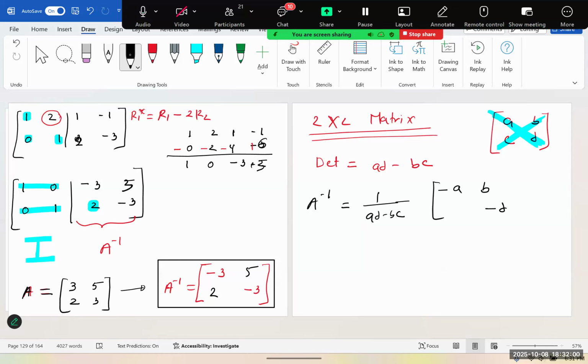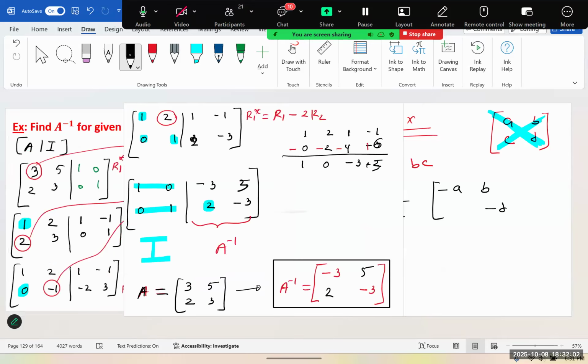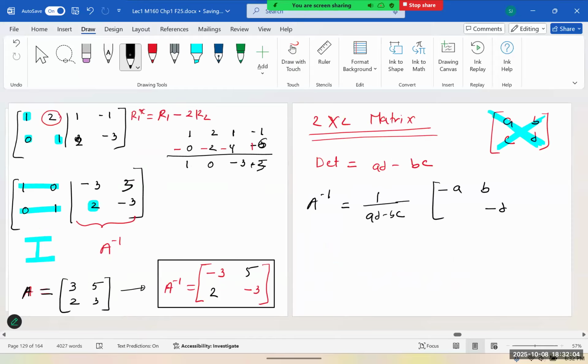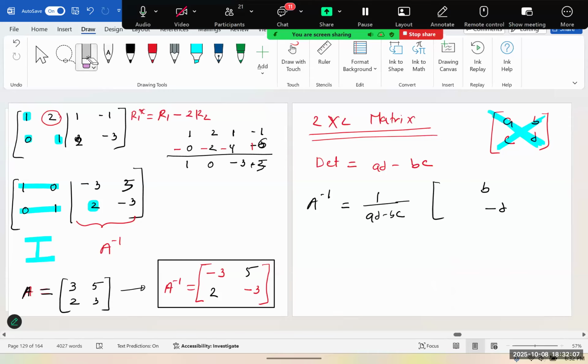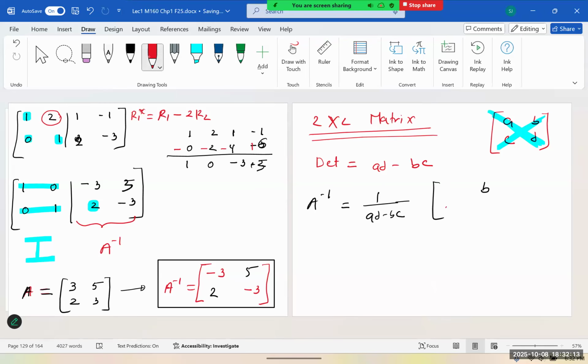Or you swap A and D and then change the sign. Oh, the other way around. Okay. So B and C, you have to change their signs. And D and A, they swap their places. So these two swap places and these two change their sign. And that's it. This is your inverse.